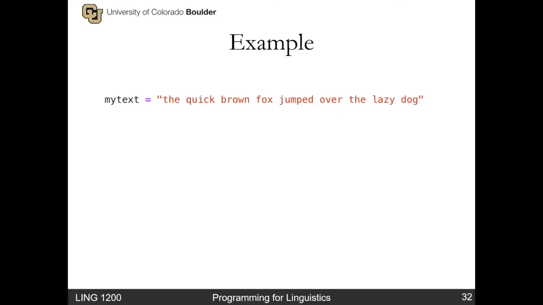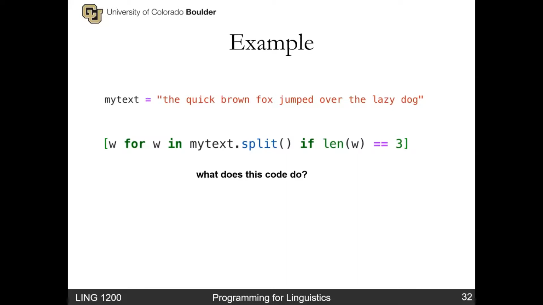Here's a more practical example of using the list comprehension. It's a very simple one. So we have a text here, and we have this code. So what is this code doing? Well, let's take a look at that. Now it's creating a list. We have our square brackets. We've got a list comprehension here.